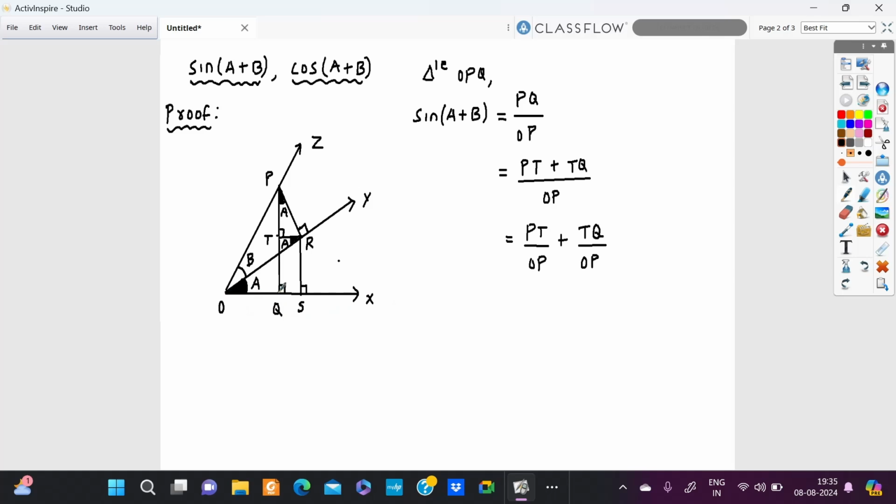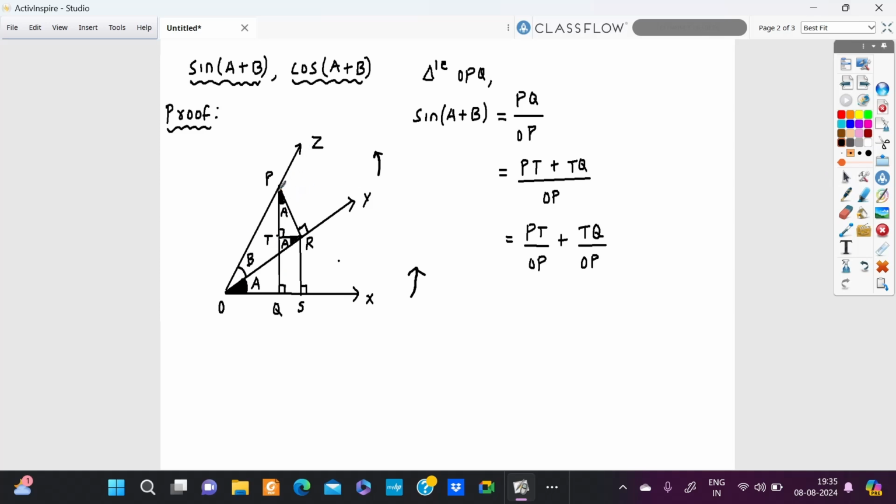Starting with OX, which is the line, I rotate this straight line with an angle A and name it OY. Now I rotate this line OY in the same counterclockwise direction with an angle B and name it OZ. Right?